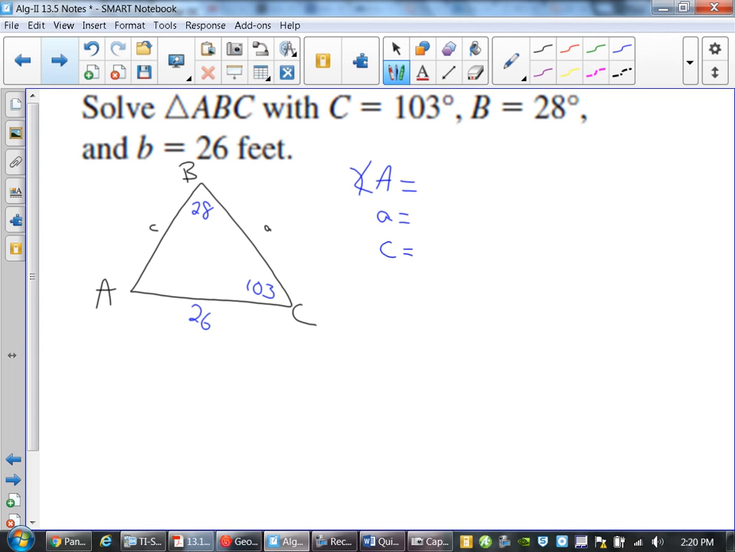Obviously, the easiest thing to do here is to find A first. Well, 180 minus 103 is 77. Subtract 28 from that, and you get 49. Very good. So we know our first part is going to be 49.